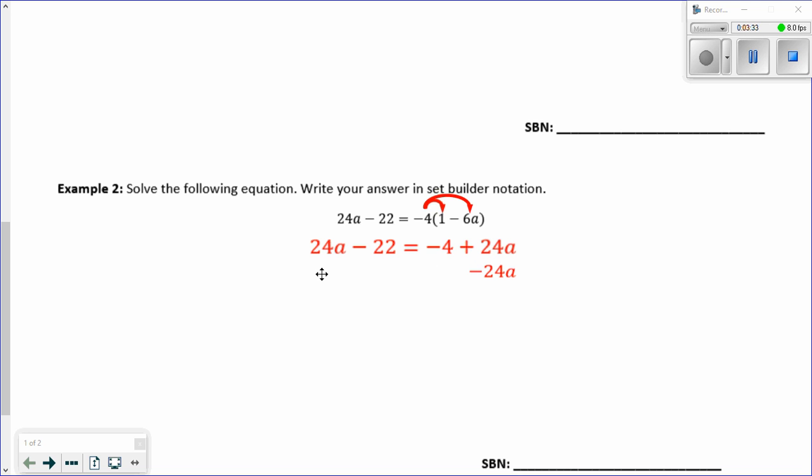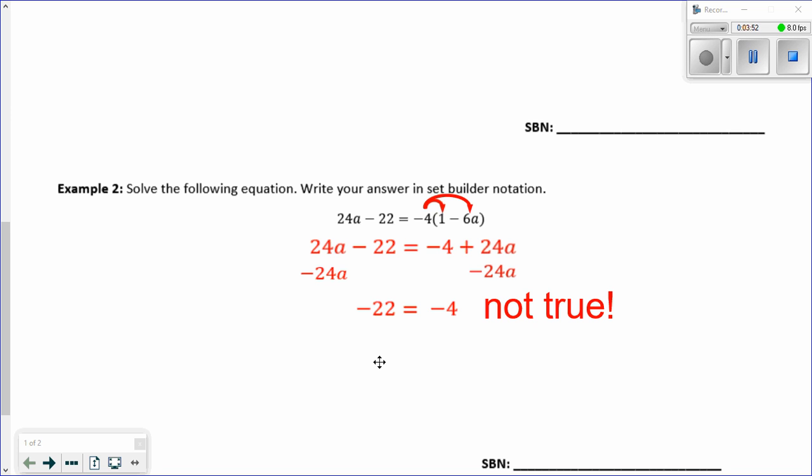So I'm going to subtract 24a from this side and from the other side, just to keep it even. Here the 24a's cancel out, but also here the 24a's cancel out. So what I'm left with is negative 22 equals negative 4. But that's not true.